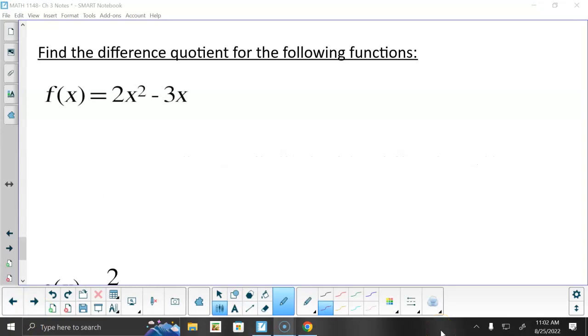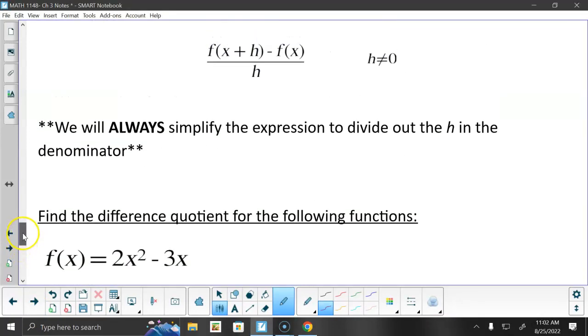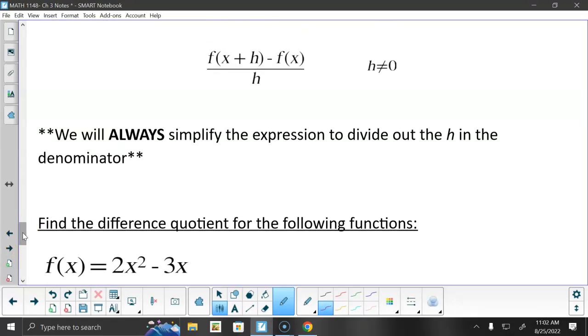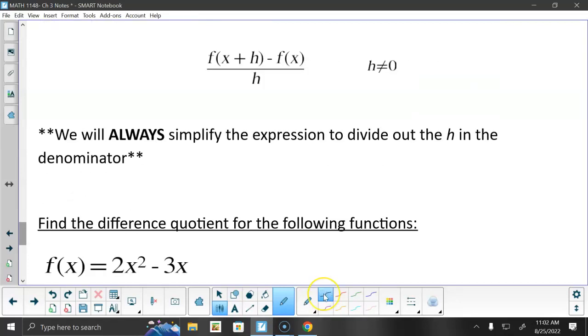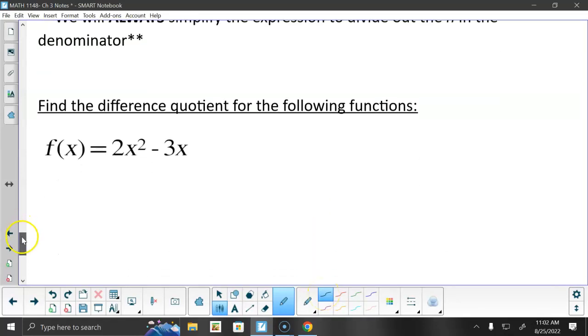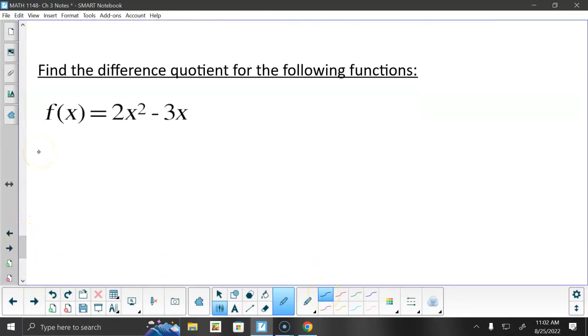So remember, with that difference quotient, essentially what you're doing is you are going through and you're going to plug in f of x plus h, and then you're going to subtract off your original equation, and you're going to divide the whole thing by h. Okay, this is an introductory thing to calculus. I know that's scary, but you're going to be fine. So the first part I've got to find is f of x plus h.